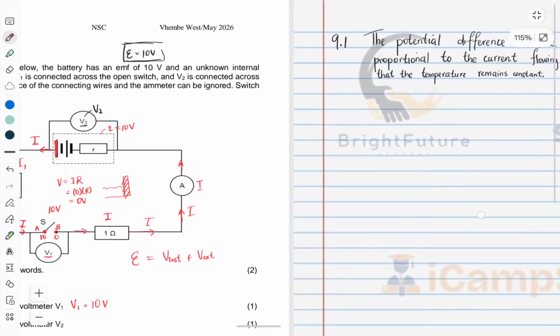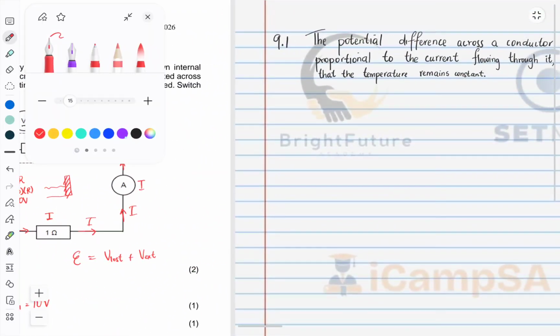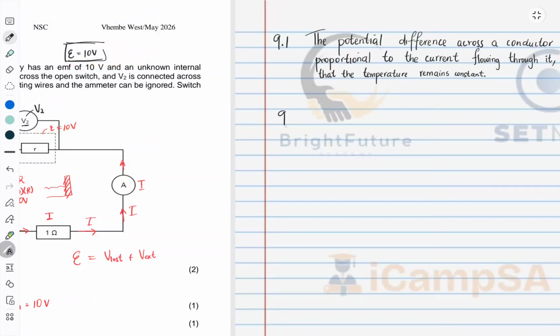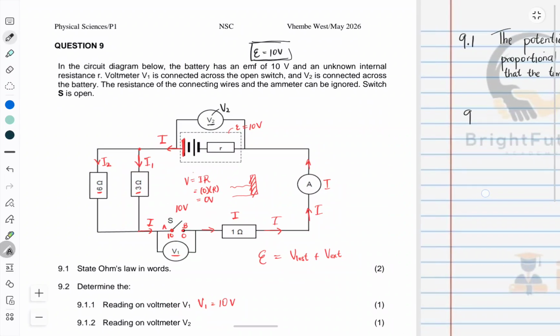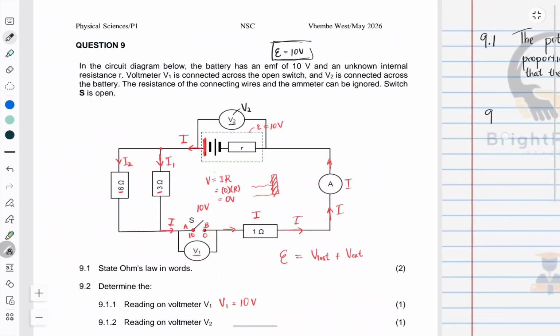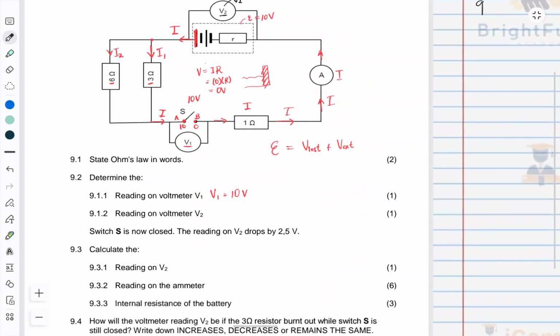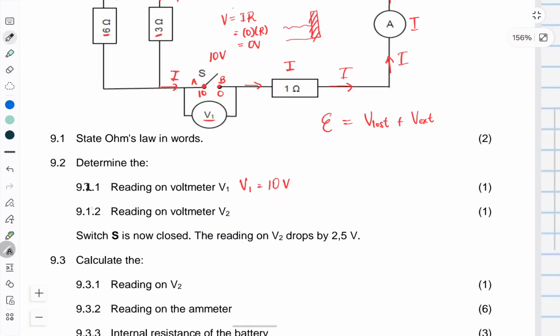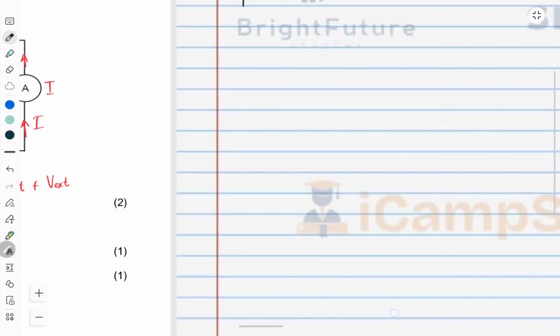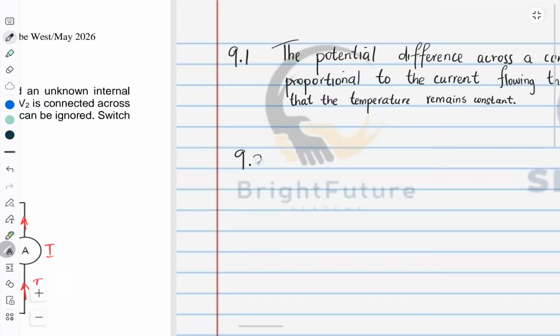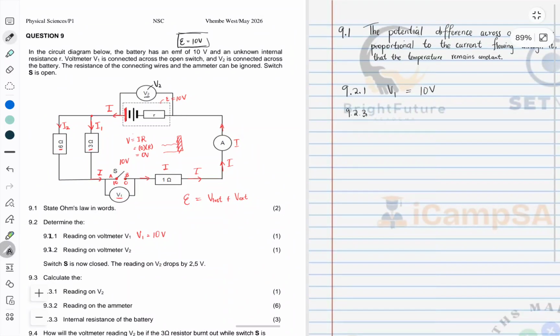All right, now we have 9.1.1. Oh, they made a mistake here. It should be 9.2.1 and 9.2.2. So for 9.2.1, V1 will be 10 volts, and then for 9.2.3, now we're being asked about V2.